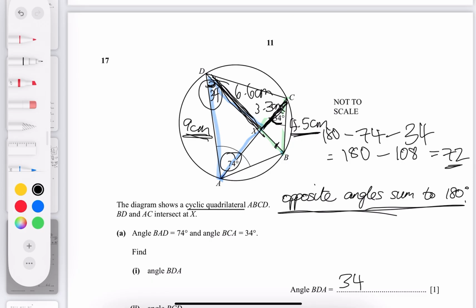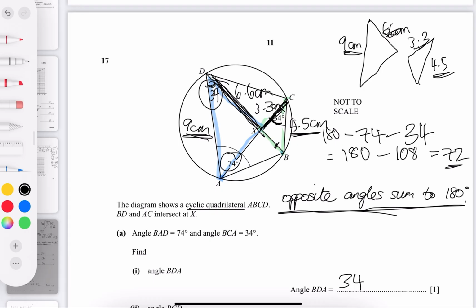And you can already visualize it. If we have this triangle here with sides 4.5 and 3.3, triangle ADX is basically the same, but double all the sides. So here it would be 9 centimeters, and therefore that's the reason this is 6.6. Each side in this triangle is twice as large as each side in that triangle.